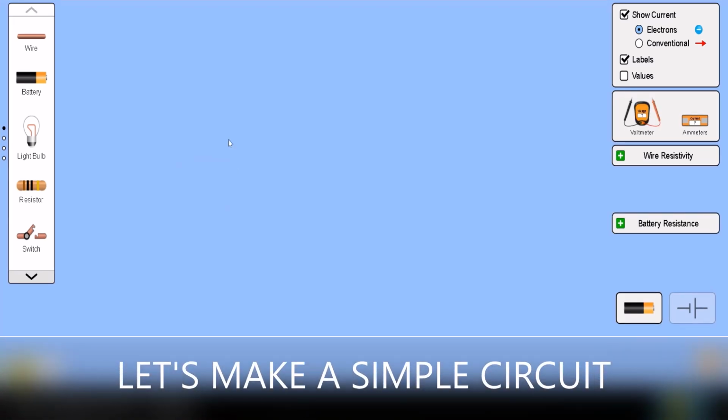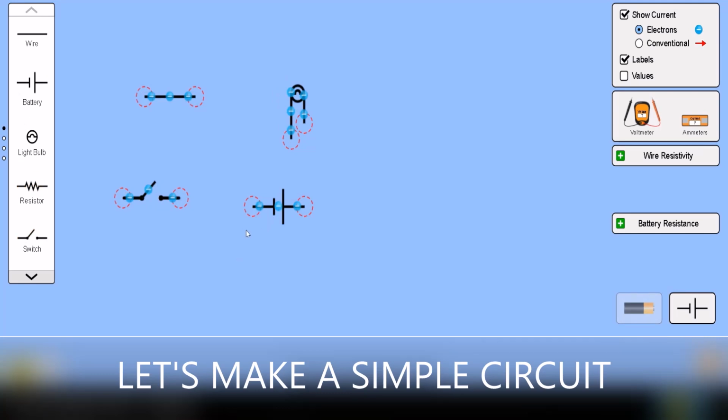The second task is to make a simple circuit using a light bulb and a switch. So let's see how connections are done. I will require one cell, one light bulb, a switch, and connecting wires. Let's see what are the symbols of these electrical components.